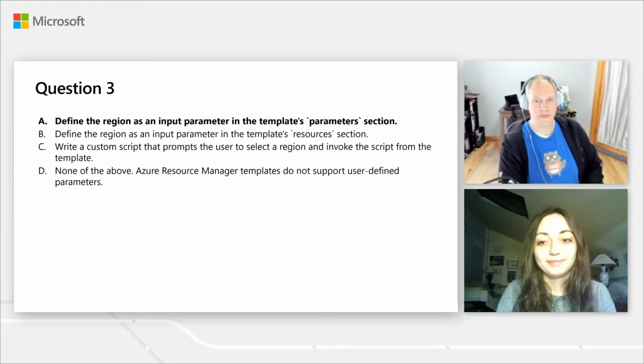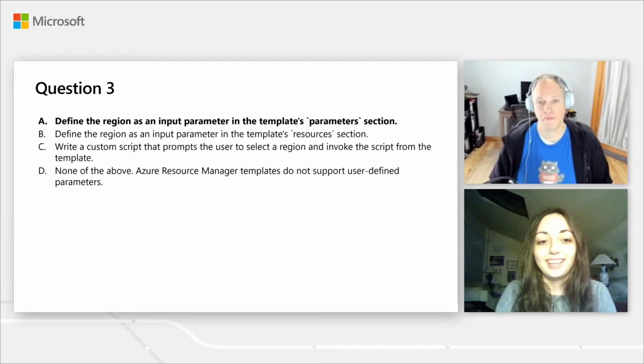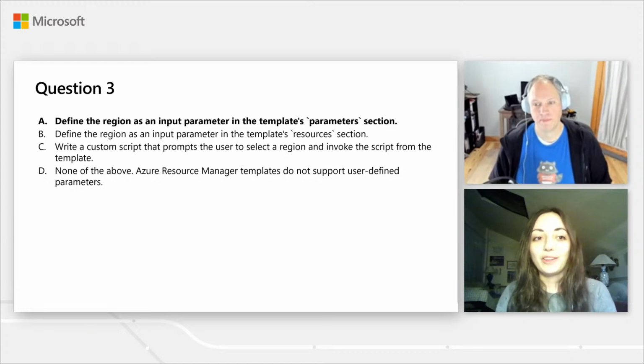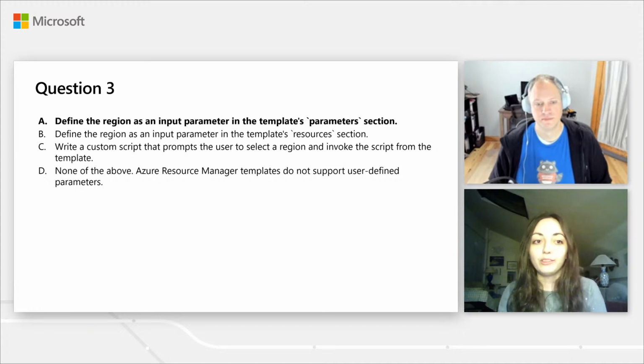How about A, right, where we define the region as an input parameter in the template's parameters section? Yeah, I think that this is the correct answer because the parameter sections enables you to define parameters that the user provides when the template is executed.